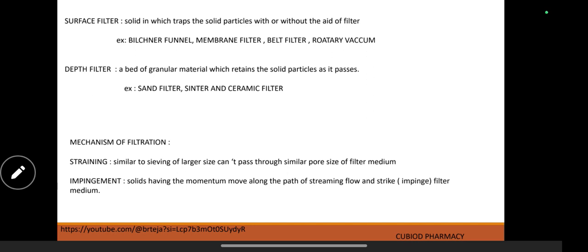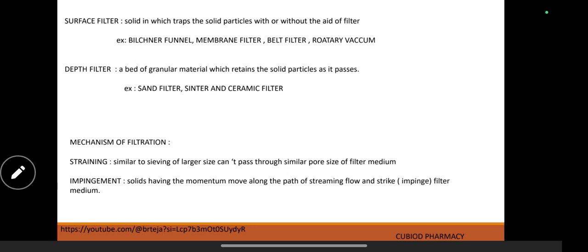Next one, surface filter. It traps the solid particles, with or without the aid of a filter aid. Examples: Buchner funnel, membrane filter, belt filter, rotary vacuum filter. This is called a surface filter. Next, depth filter. A depth filter is a bed of granular material which retains the solid particles as the fluid passes. Examples: sand filter, sintered and ceramic filter. This is called depth filter. So filtration mainly depends on mechanisms, and the mechanism depends on all these instruments in filtration.